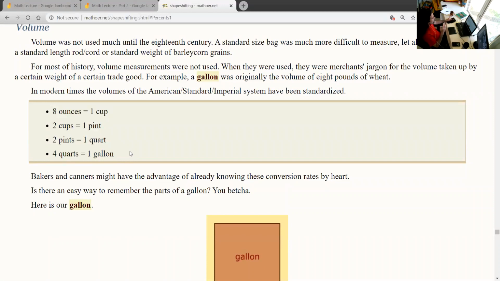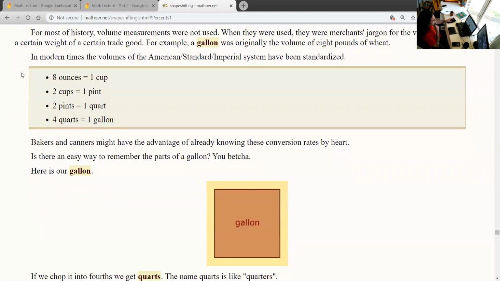You don't have to. With distance learning, everything is open notes. We're not going to make you memorize it this term, but especially if you're going into culinary and haven't memorized these already, you should. So we have 8 ounces is a cup, 2 cups is a pint, 2 pints is a quart, 4 quarts is a gallon. Is there an easy way to memorize this?